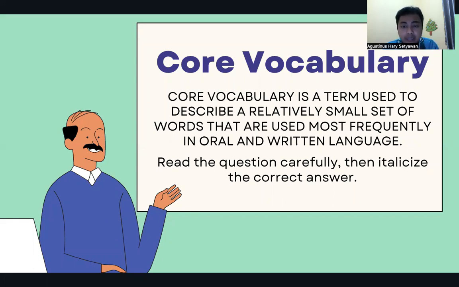What is core vocabulary? Core vocabulary is a term used to describe a relatively small set of words that are used most frequently in oral or written languages. Like we have main or core nouns, nouns that are usually used. For example, in academic setting, chair, vocabulary, that's core vocabulary. Verb, what kind of verb? For example, eat, sleep. That's daily activities and usually used by us frequently, and then so on.